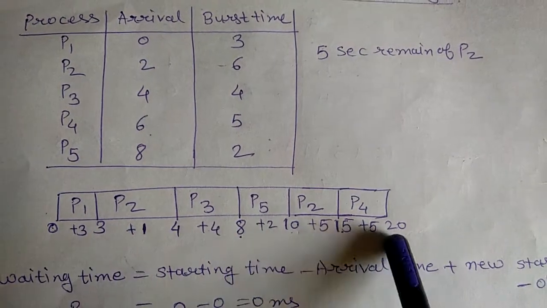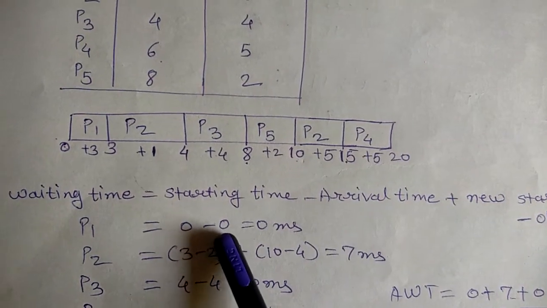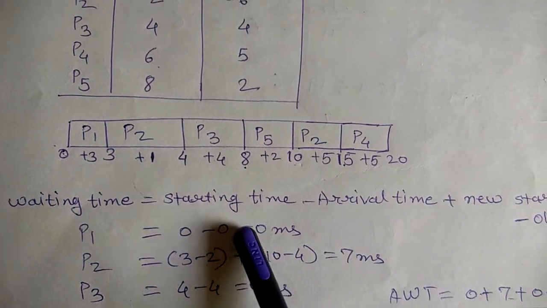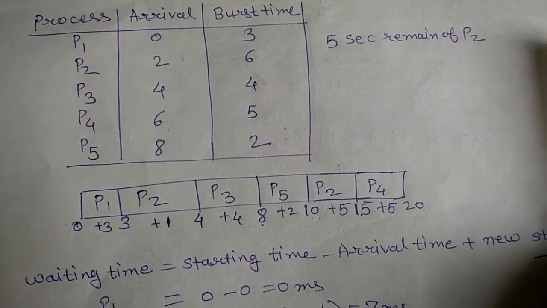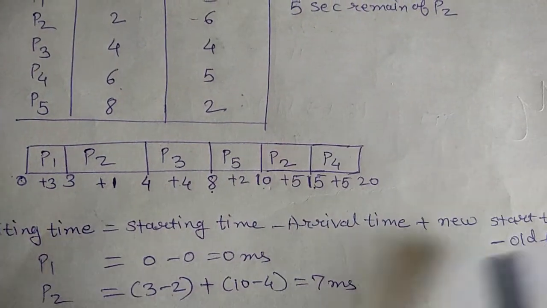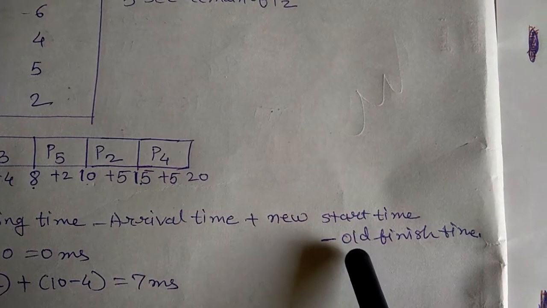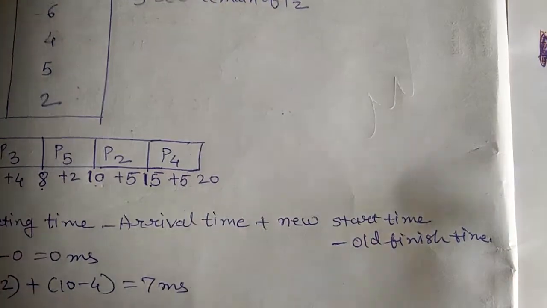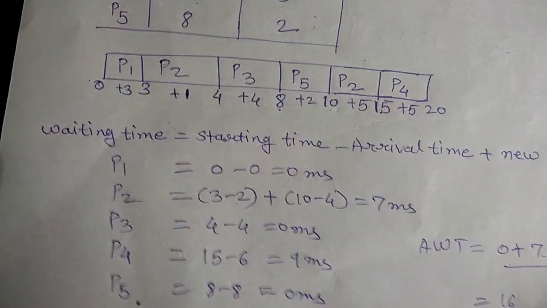So on the basis of this Gantt chart, we are going to determine the waiting time for each process. Now here the formula will change, because it is preemptive scheduling, and the processes have to make their place available for other processes. So the formula is: waiting time equals starting time minus arrival time, plus new start time minus old finish time. With respect to this formula, we are going to do the calculation.